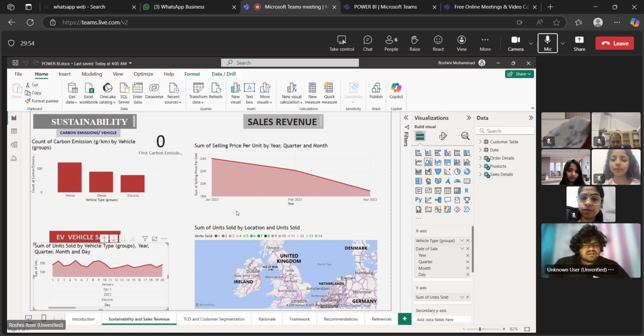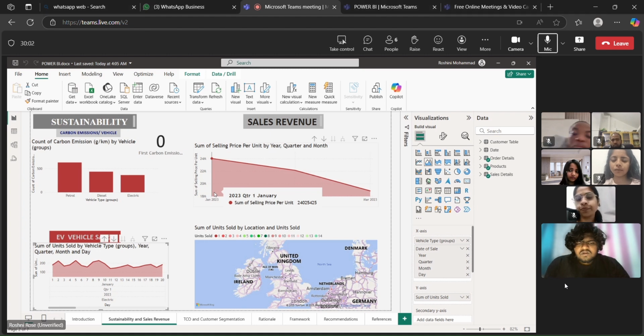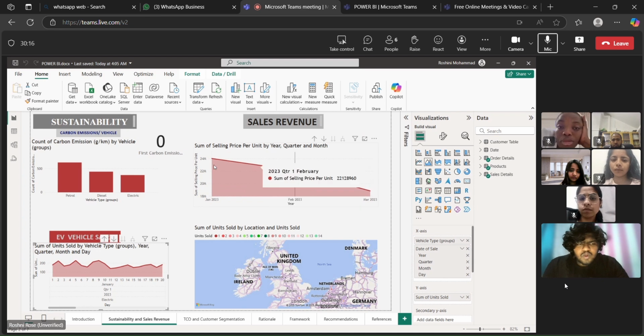In the first visual at the top, we can see the sum of selling price per unit over the first quarter of 2023, from January to March. There is a noticeable decline in revenue, starting from around 24 million in January and dropping to nearly 18 million by March. This drop might be due to price changes, lower demand, or competition in the EV market. Coming to the second visual.